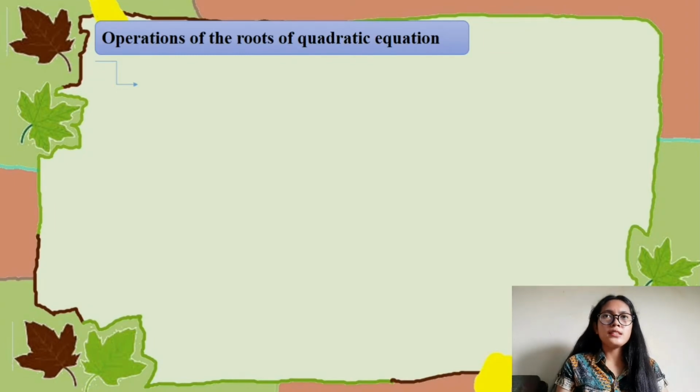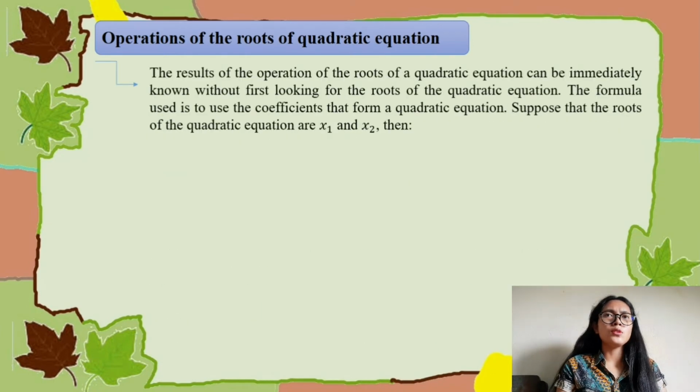The next topic is operations of the roots of quadratic equation. The results of the operation of the roots of a quadratic equation can be immediately known without first looking for the roots of the quadratic equation. The formula used is to use the coefficients of the quadratic equation. Suppose that the roots of the quadratic equation are x1 and x2. Then x1 plus x2 equals minus b over a. Then x1 times x2 equals c over a.